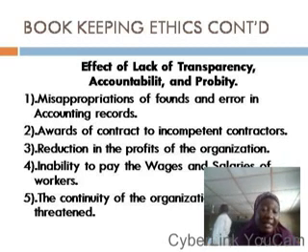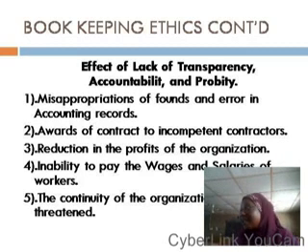Another one is inability to pay wages and salaries of the workers. Yes, when they have already misappropriated the fund given to them and mismanaged the resources of the company, at the end of the day they will not be able to pay the salaries and wages of the workers. Then continuity of the organization will be threatened. Continuity of such a business, when there is no transparency, accountability, and probity, will be threatened. There may not be continuity.